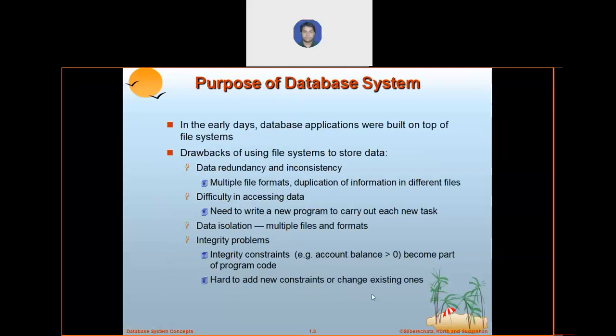So in today's class, we will discuss the file system. Before DBMS, there was the file system. If anybody knows about the file system, they can unmute their mic and speak. What is a file system?